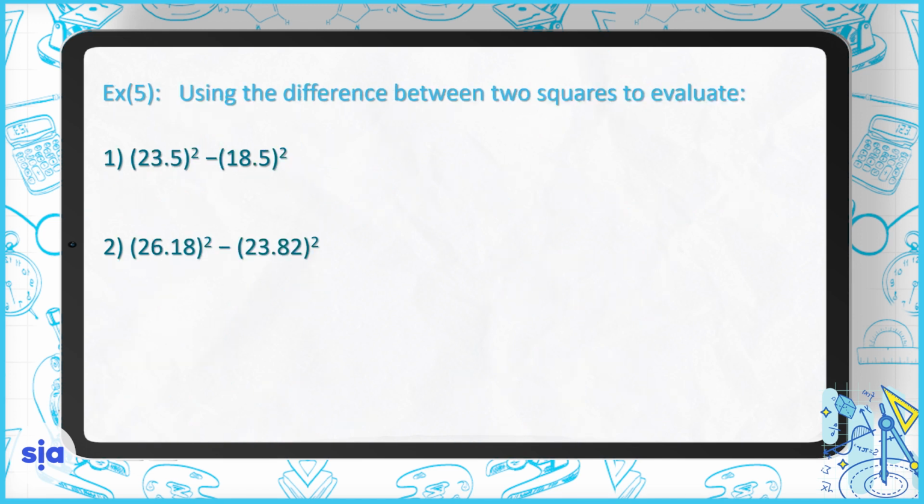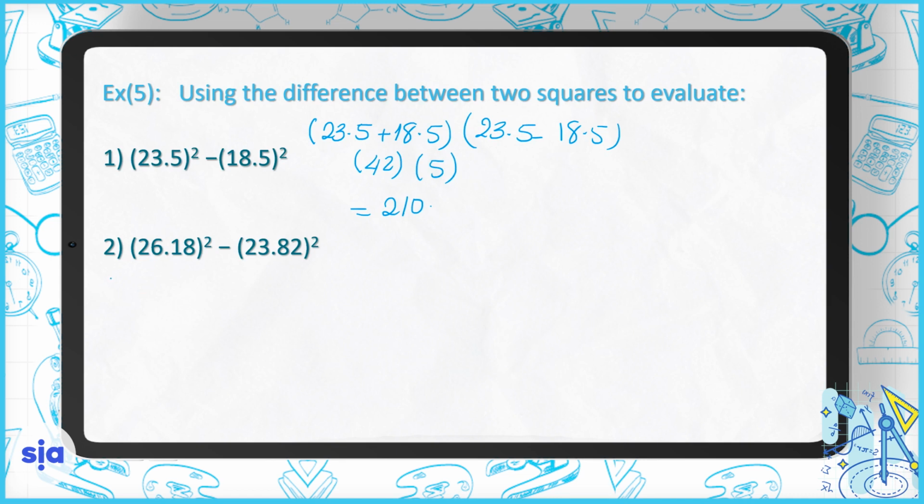Exercise number 5. Using the difference between two squares to evaluate. How can we evaluate this? For number 1, it's 23.5 plus 18.5 multiplied by 23.5 minus 18.5. If you do your simple calculations, this will be 42 multiplied by 5, which is 210.